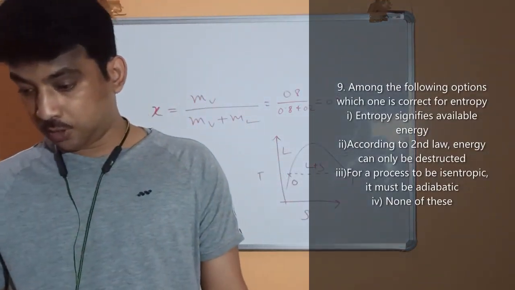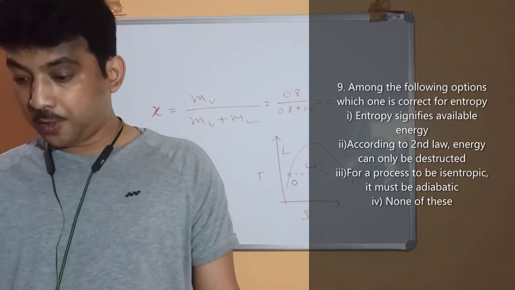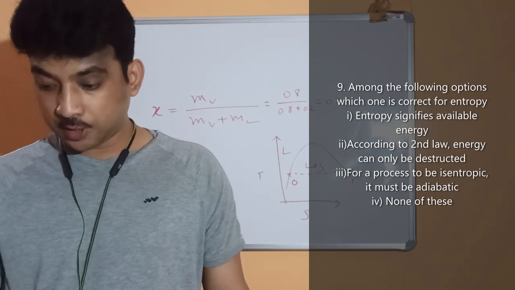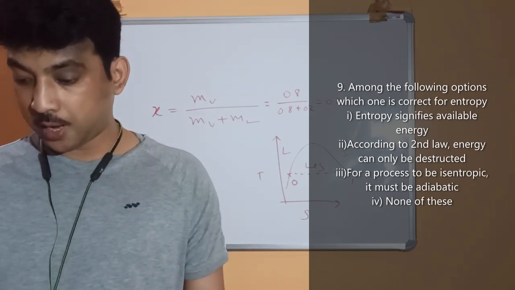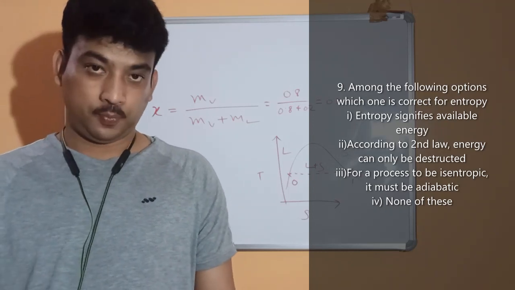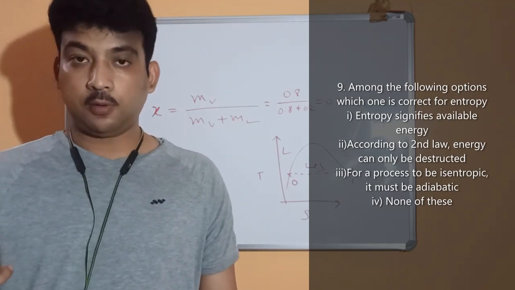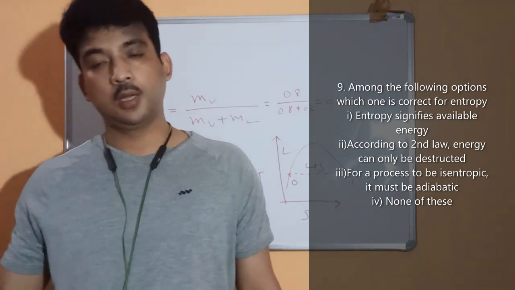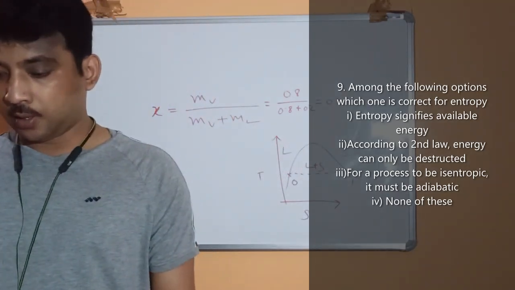Among the following options, which one is correct? Entropy signifies available energy. According to the second law, energy can only be destroyed. For a process to be isentropic, it must always be adiabatic. None of the above. Okay. The first statement, as I told you, entropy signifies unavailable energy, not available energy. So the first option is ruled out. It is not correct.